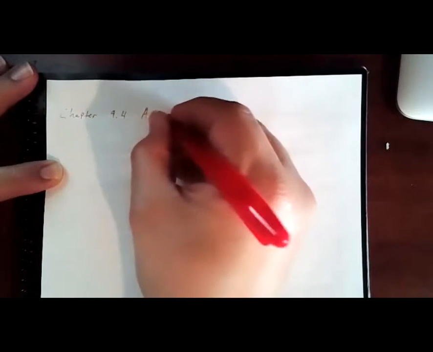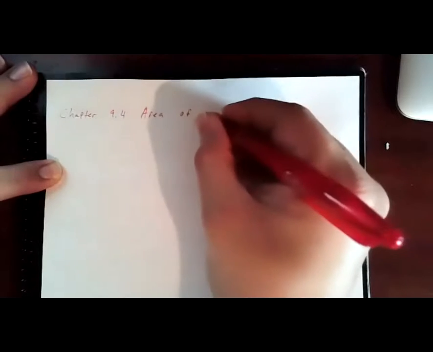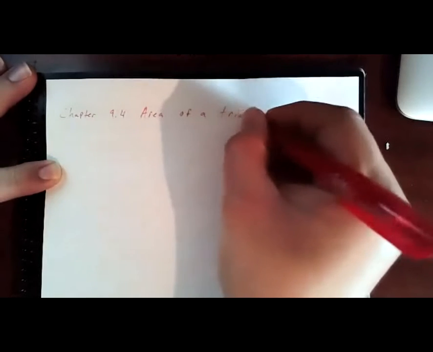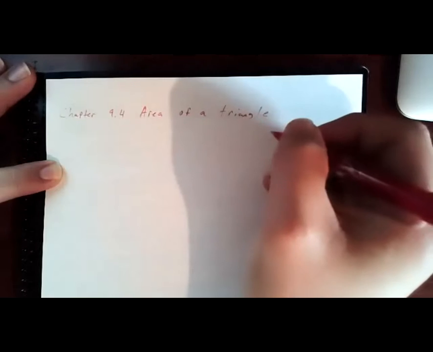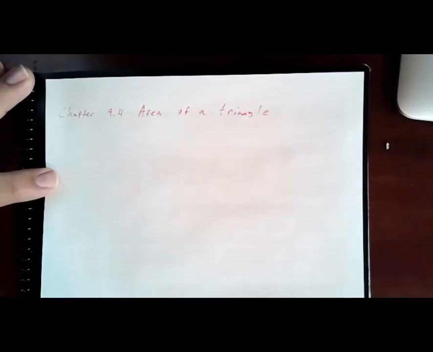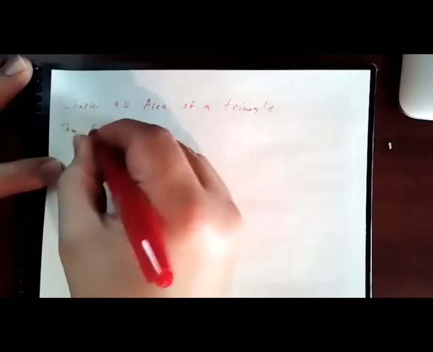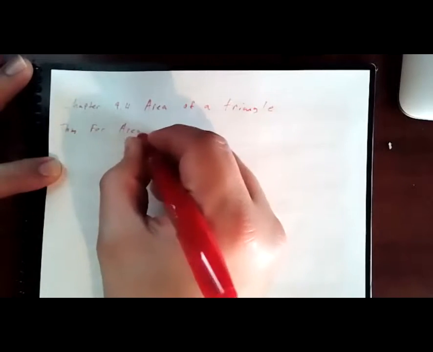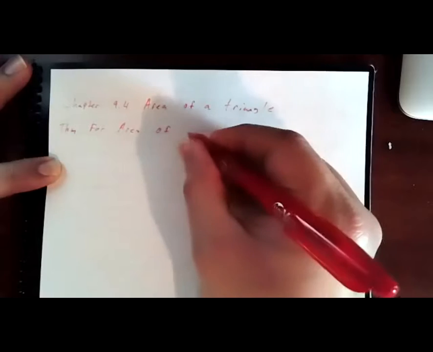Find the area. So chapter 9.4, area of a triangle. All right, so here is the theorem for area of a SAS triangle, side angle side.